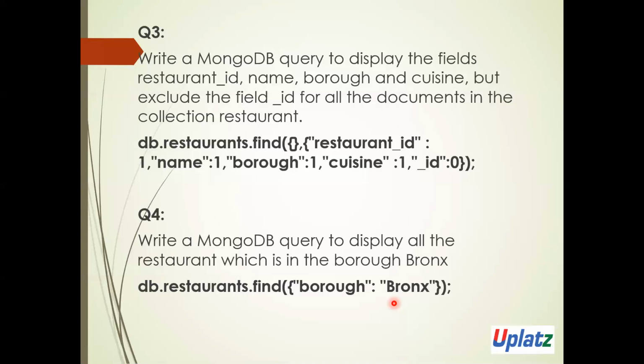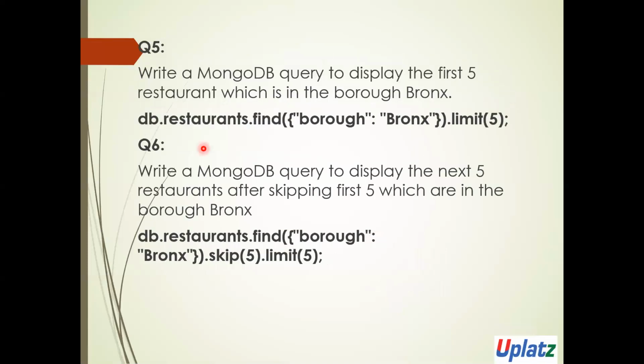The next question is, write a MongoDB query to display the first 5 restaurants in the Bronx. I want the restaurants in the Bronx, but only the first 5 of them. Maybe sometimes I have hundreds of restaurants in the particular city named Bronx, but I don't want everything to get displayed. I want only the first 5. So what I am doing is using the limit method.